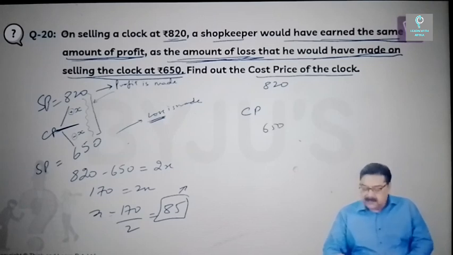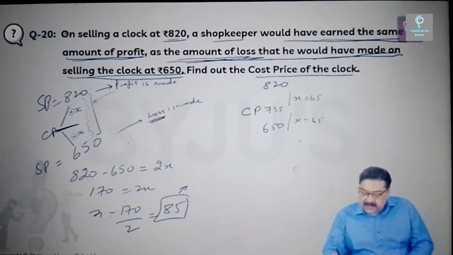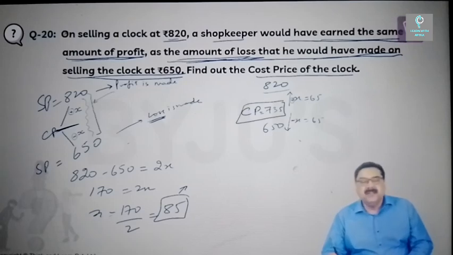Now cost price is somewhere between 820 and 650. So you can see it is 85 rupees more. So the value of x here is 85. So 820 minus 85, we get 735. So as you can see, 735 plus 85 gives us 820 and 735 minus 85 gives us 650. And the cost price, we have found out cost price to be rupees 735.